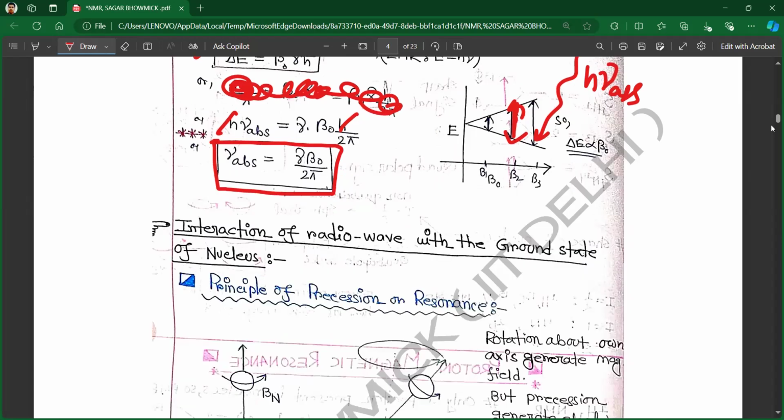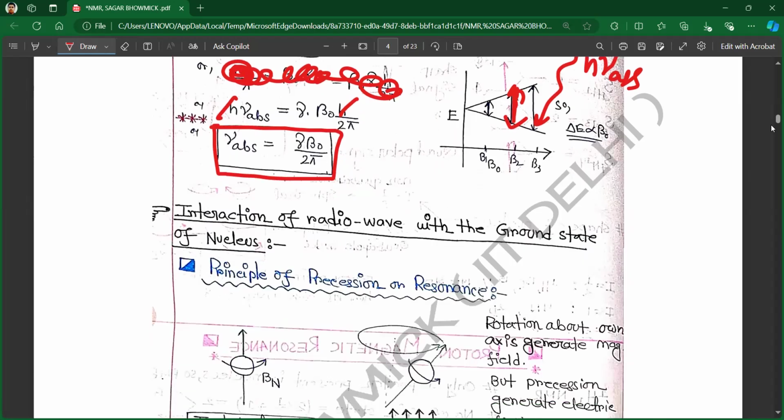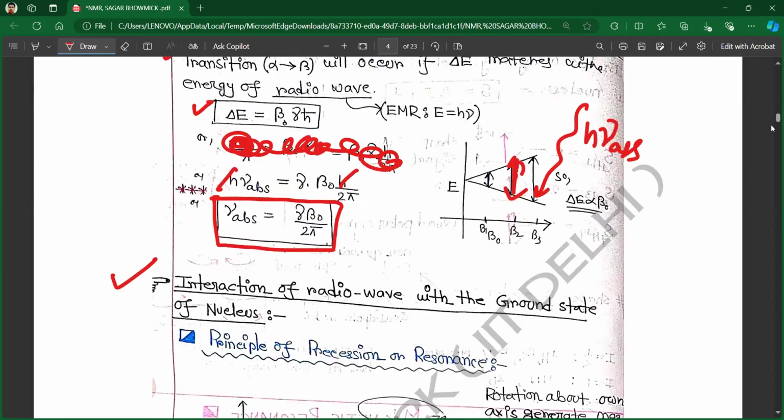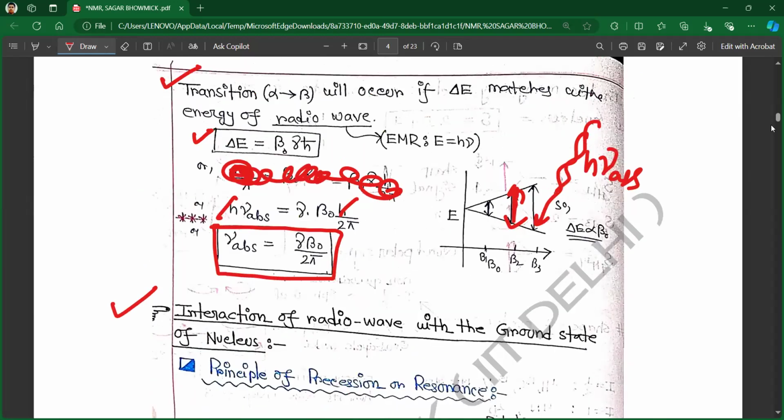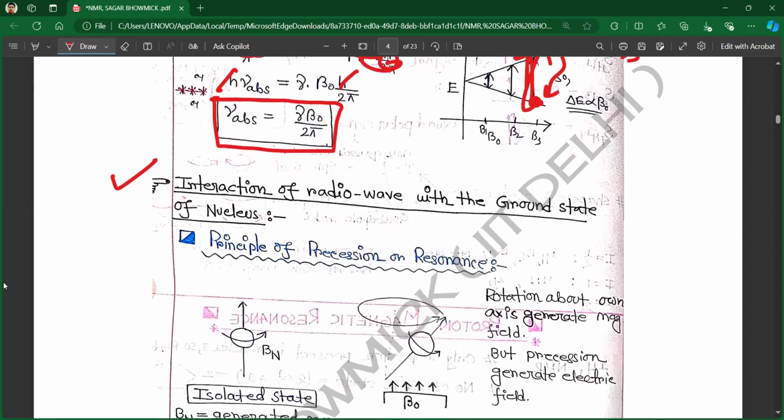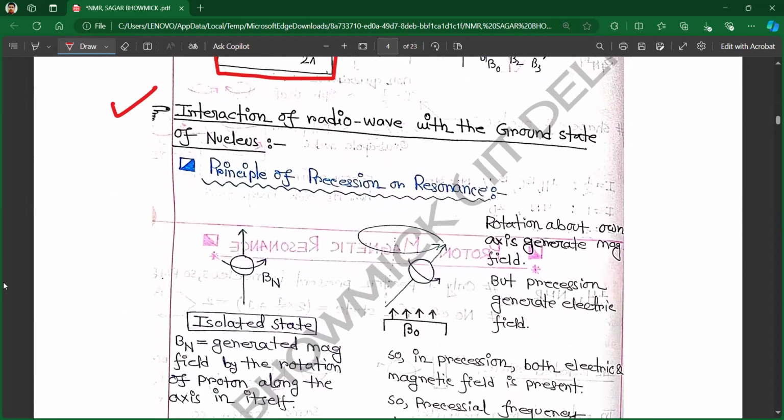Now, interaction of radio wave with the ground state of the nucleus. This radio wave interacts with the ground state, and with that interaction, if the energy matches with this energy gap, then it excites. Now, how does this interaction occur? Let's see. Principle of precession and resonance. There is something called precession and resonance.